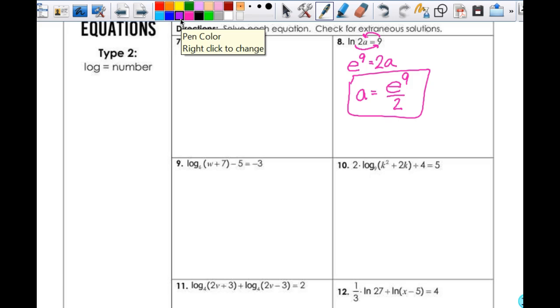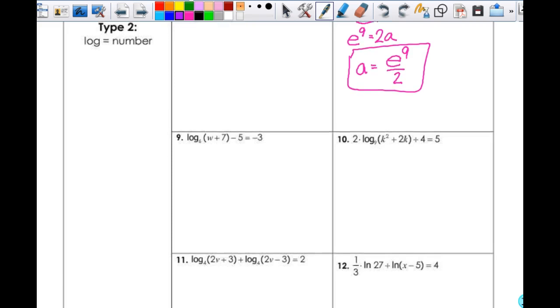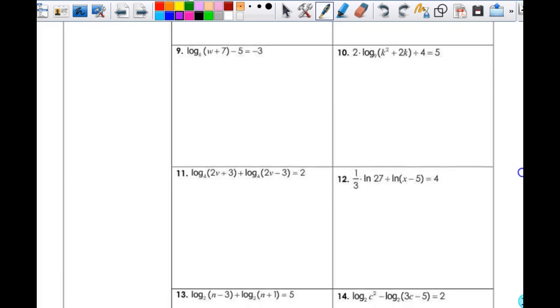I wrote it in exponential form, but then I had to get A by itself, so I divided by 2. What did I skip? The only step I can do is to divide by 2. Okay, yeah. I didn't skip anything. I didn't do a whole bunch. There's very little to do there. All right, so let's look at number 9.